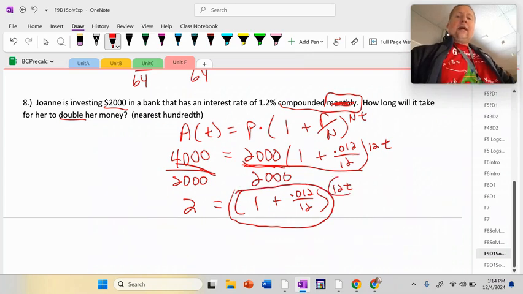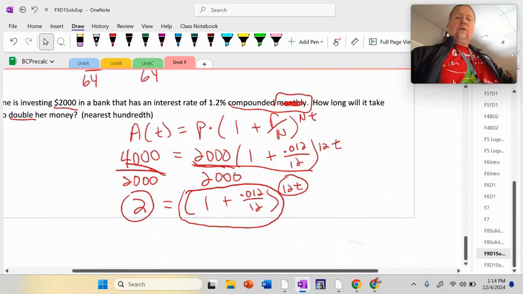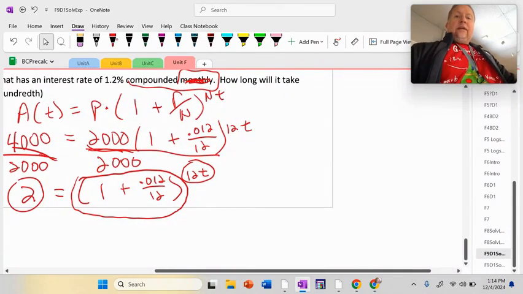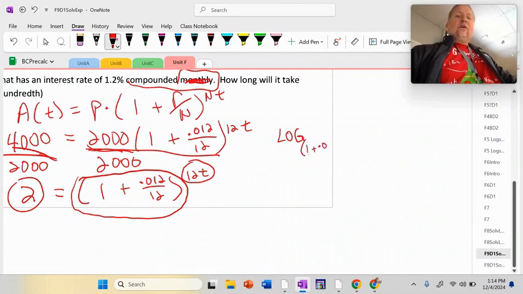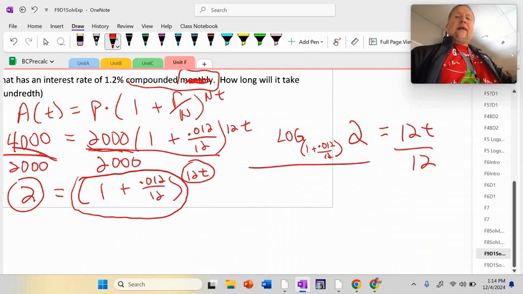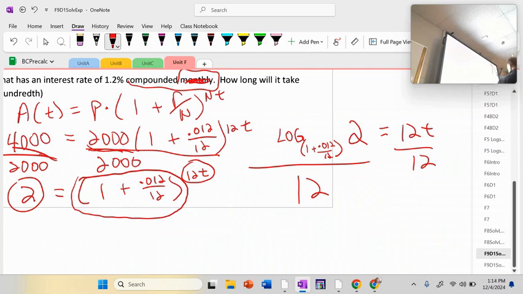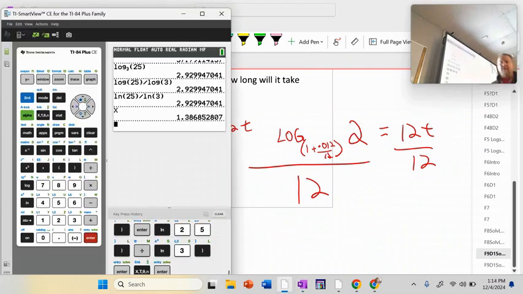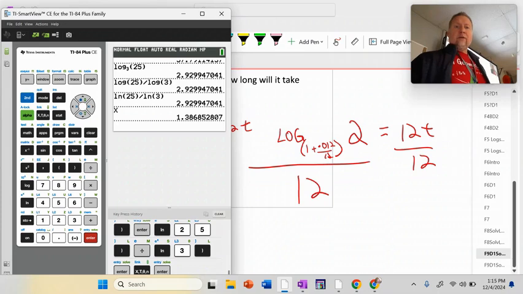Base, exponent, answer. So it's log base. I'm not even gonna change it. 1 plus 0.012 divided by 12, that whole expression, of 2 equals 12t. And then what I'm going to have to do is divide this monster by 12 when I'm done. And I am going to go to the calculator and do that if you want to watch. If you don't, it's no big deal. It's not a trick. Okay, but I will finish the video.